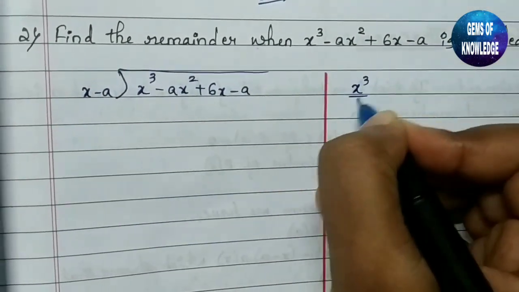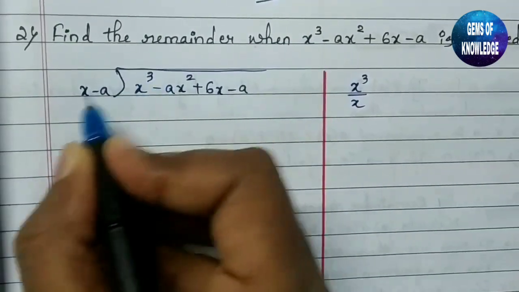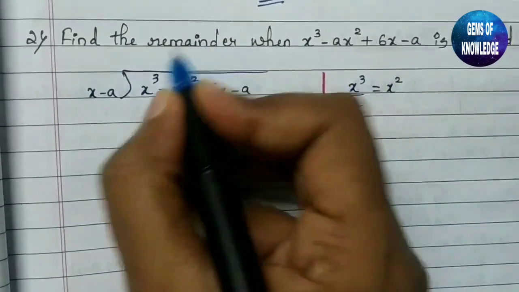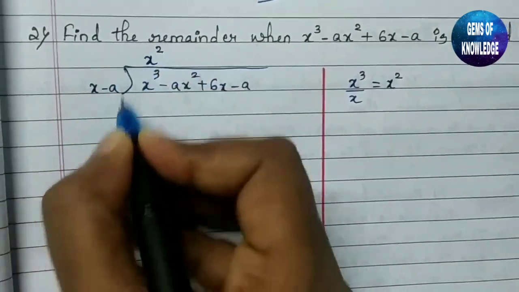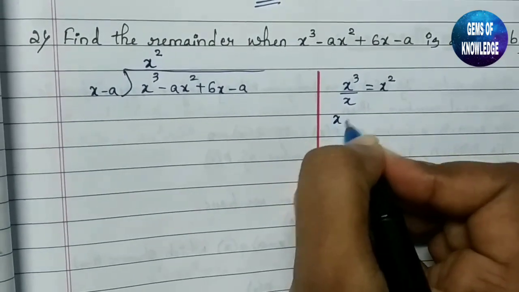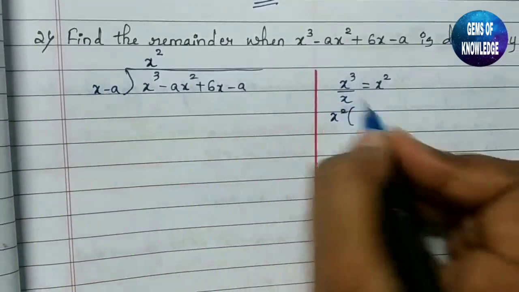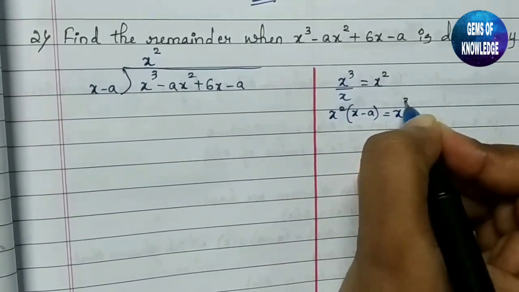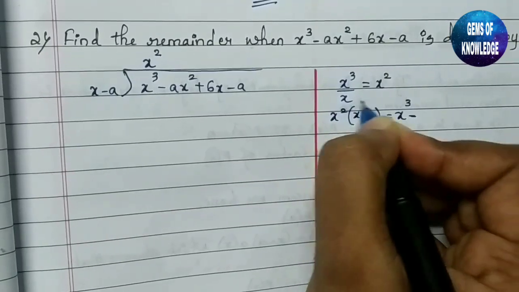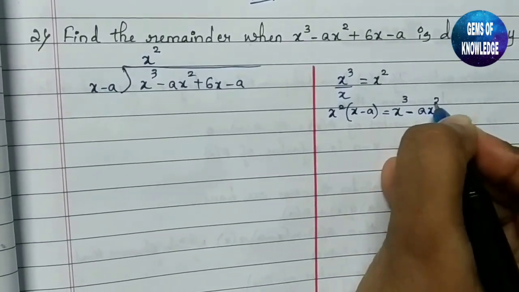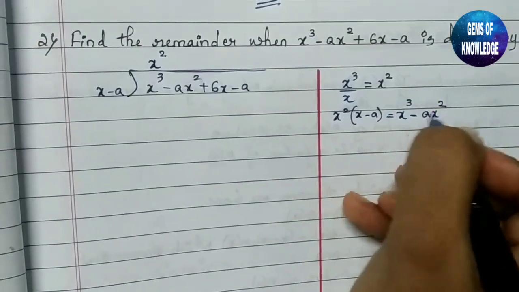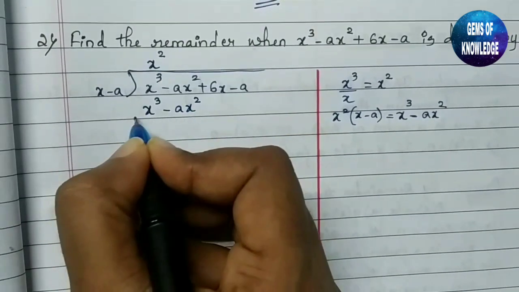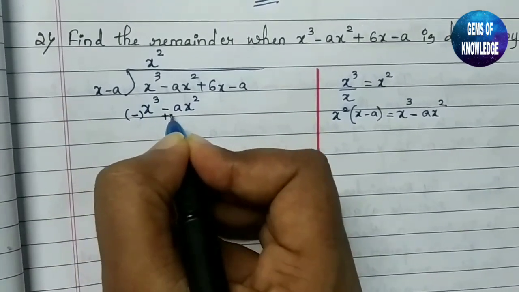x cube must be divided by this x, so we are left with x square, and this x square will be written here in the quotient. So now x square must be again multiplied by this x minus a, so you are getting x square into x, you are getting x cube minus a into x square, so you are getting ax square. So this whole term must be written here, x cube minus ax square. So change the sign here, plus to minus, here change it to plus.